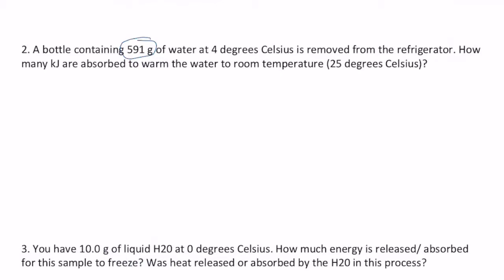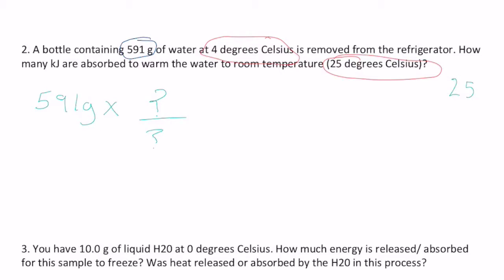So, what you want to do first is circle all the things that are relevant. So 591 grams, 4 degrees Celsius, 25 degrees Celsius. Then you want to write them down, so that way you know what you're working with. So first, 591 grams of water. You need to multiply that by what? You gotta know what it is. So if you don't know what it is, you might want to look at your notes.